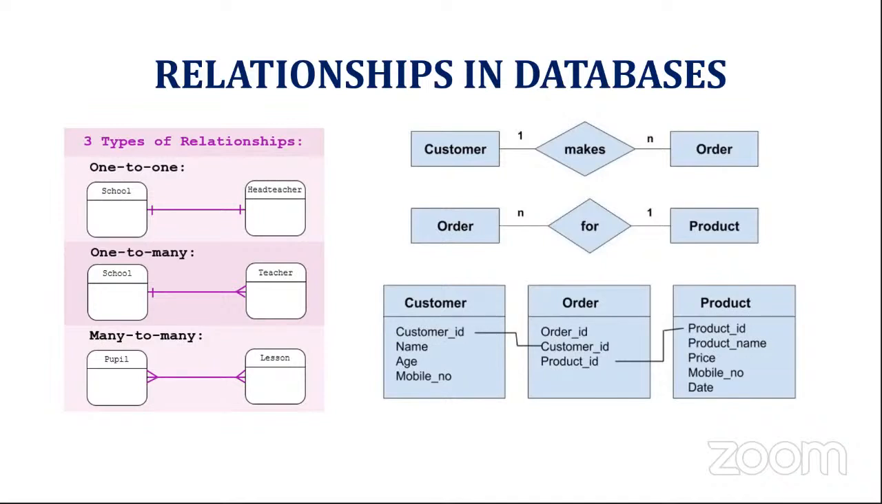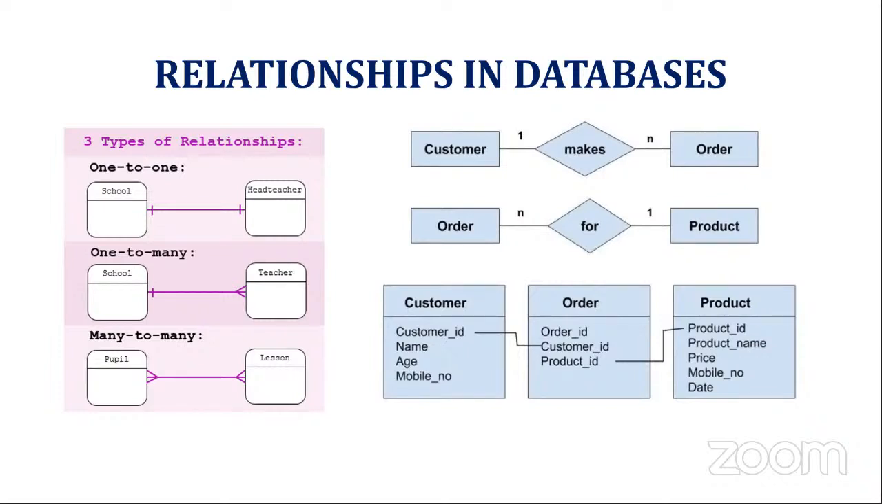Okay. Then now on the right, we have N, take N as many. One customer can make many orders. That is a one-to-many. Then again, many orders can be for one product. So that is like a many-to-one relationship. So now you can see the entities. We have customer, then we have order, and then product.